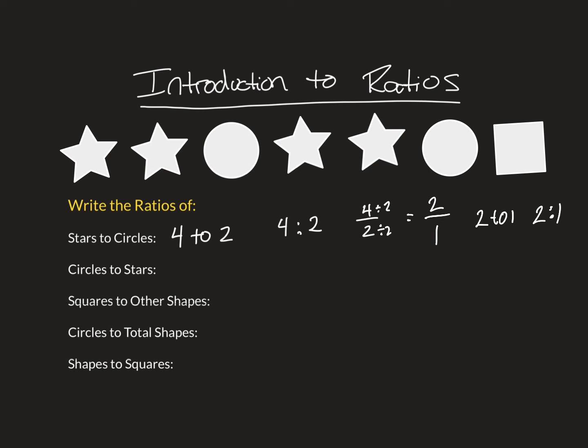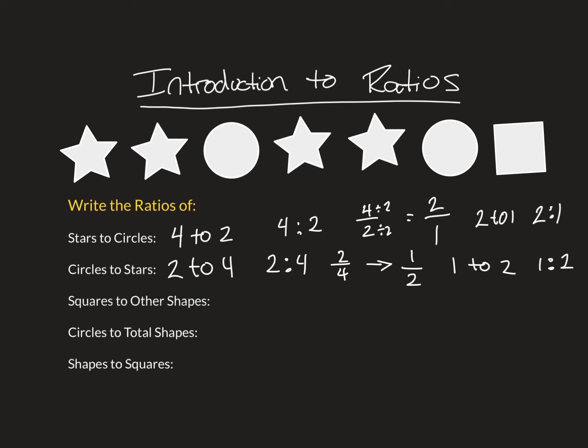All right. My next ratio asks for circles to stars. So this time I have to reverse the order. I have 2 circles to 4 stars, 2 to 4. And when I simplify this, I make it 1 to 2, because that order matters. It's the order that is being asked for.